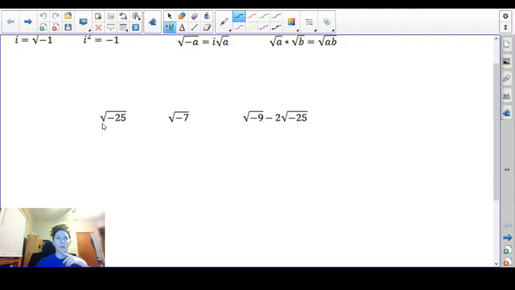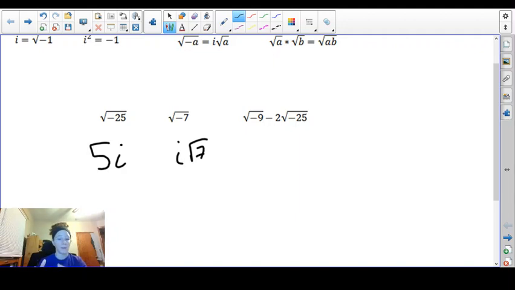So I have the square root of -25. Well, the square root of that negative part will be the i, and the square root of 25 is 5. So I have 5i. Square root of -7, well, 7 is not a perfect square, but that -1 can come out as i, and it just stays i square root 7.